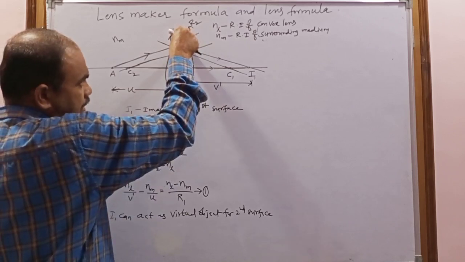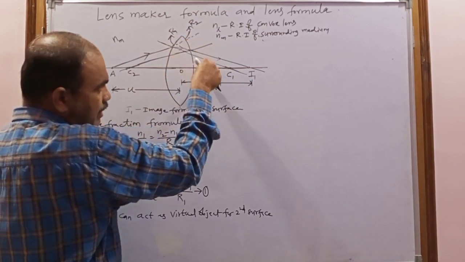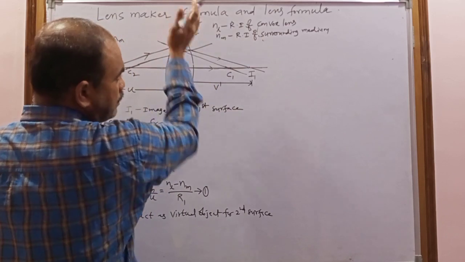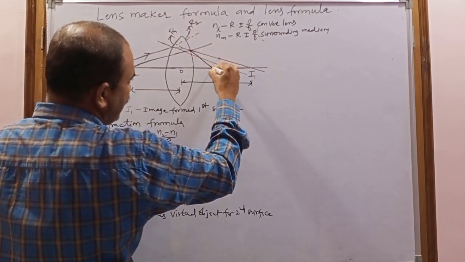So that's why the incident ray is traveling from the lens to the surrounding medium. The lens medium is denser and the surrounding medium is rarer. That's why it bends away from the normal. It does not go towards the normal. So that's why the final image is formed here.